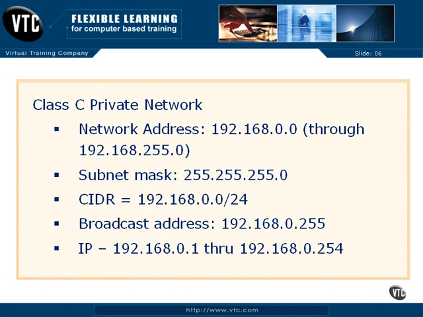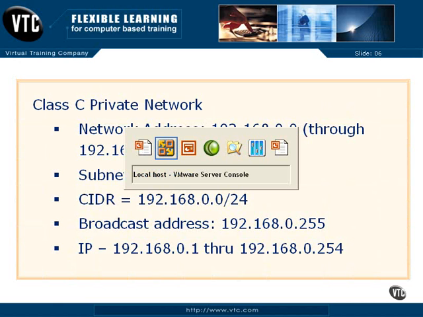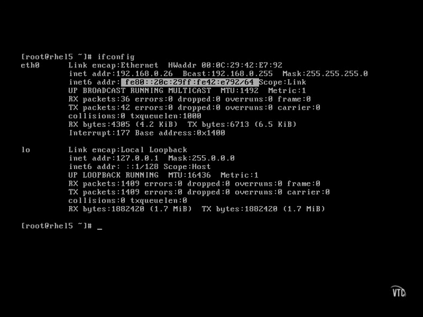On my home network, I have a Class C private network with a network address of 192.168.0.0. And on this network, I can assign up to 254 different IP addresses. Your system probably has an IP address, as shown in the output to the ifconfig command.